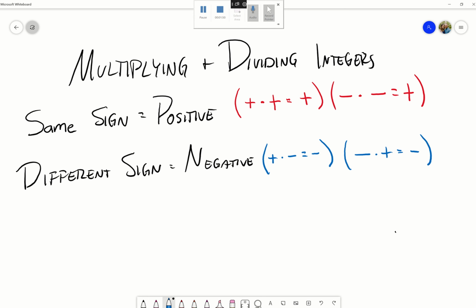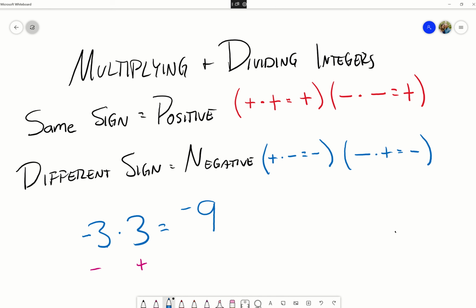Okay, so if I have something like negative 3 times 3, I'm going to look at my signs and say, all right, one of these is negative and one of these is positive. When my signs are different, my answer is negative. And then I just do my math. What is 3 times 3? Well, that's 9. Once I figure out the signs, I don't need to worry about those for solving my problem. I don't have to do anything backwards or different. I just multiply and divide exactly the way that I know how to do.